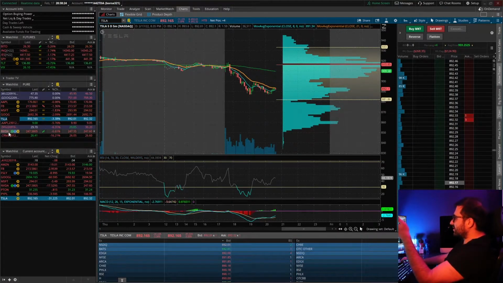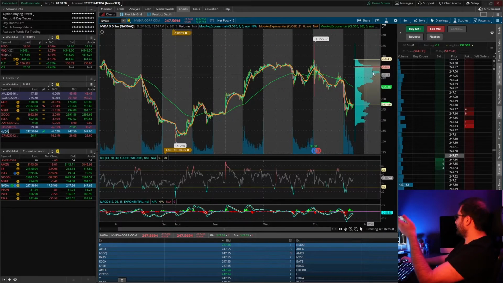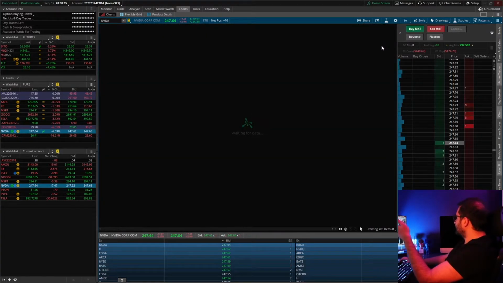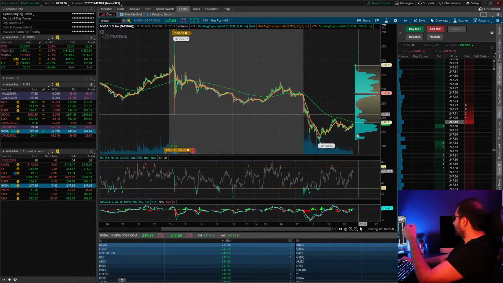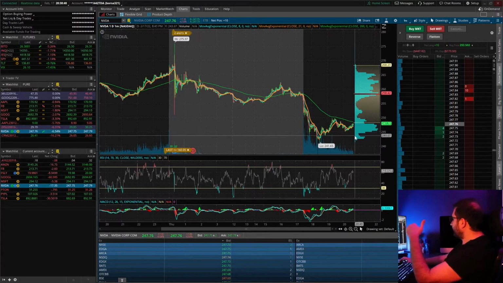And let's take a look at another example, which is Nvidia. Voila. It is 5 minutes again. Let's take a look at a 1-minute time frame chart this time. And now we are about to hit a resistance level in Nvidia, right?